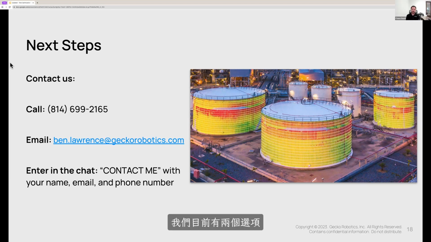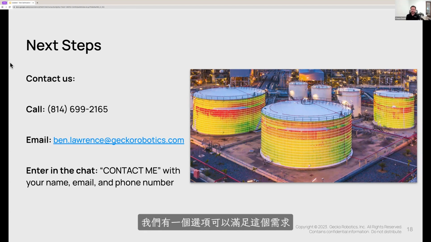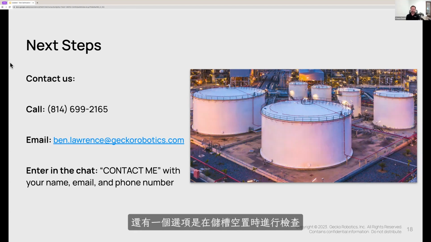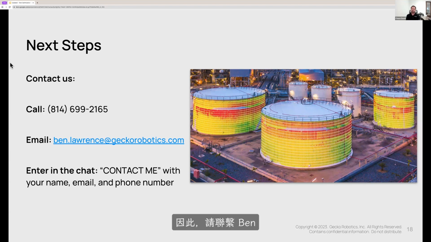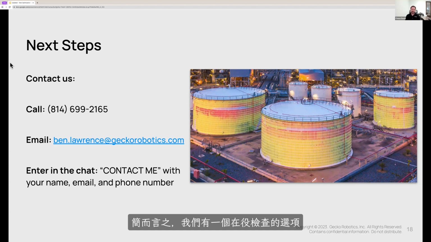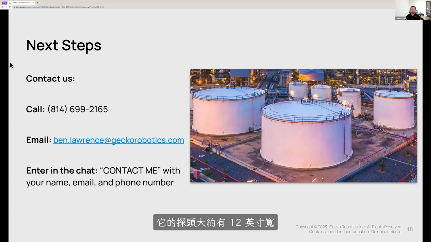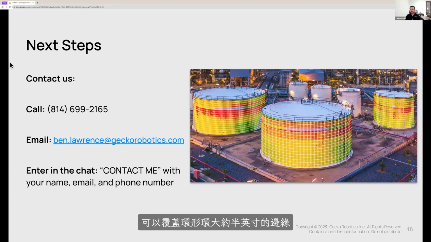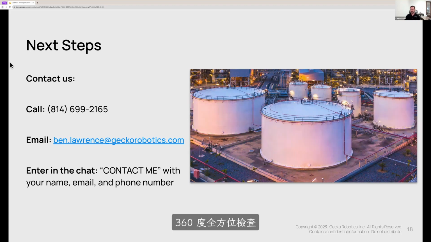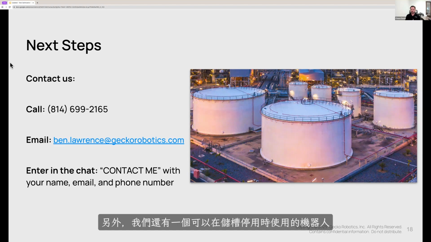We have two options. Today, mostly we're talking about in-service inspection while the tank is still full. We have an option for that. And then when the tank is empty, we also have an option for that as well. So reach out to Ben and I can get you some deep technical details on each of those options. But to say more or less in service, we have a swimmer robot that has a phased array probe. This unit deploys phased array. It's roughly a 12-inch probe, and it can cover that annular ring about a ½ inch or so at the edge of the plate, all the way around 360 degrees. And then we also have another robot that could do it out of service as well.